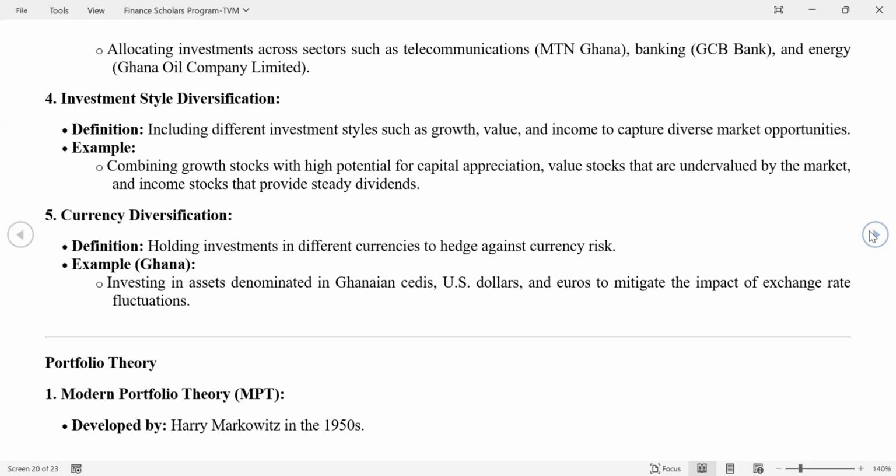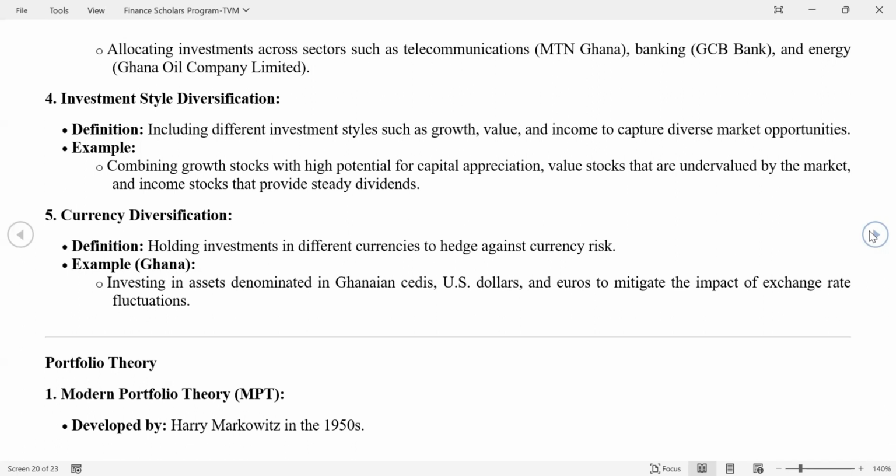Also, I'm giving you currency diversification, where you hold your investment in different currencies to hedge against risks. So, like our currency in Ghana is depreciating. You can put some money in dollars or euros, right? Which I'm advising. Because if you put the money there, you are affecting it more.